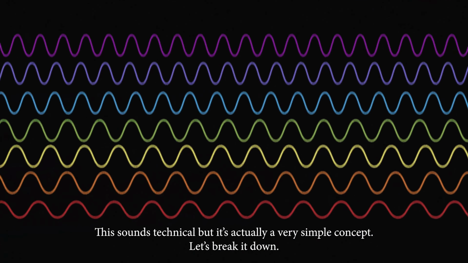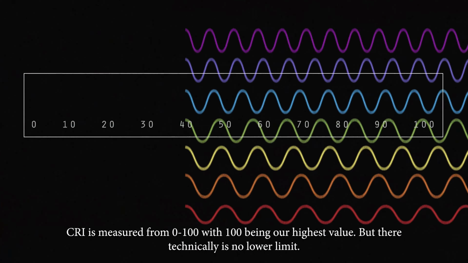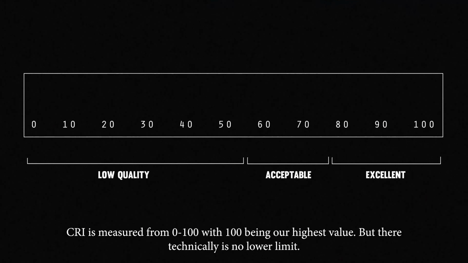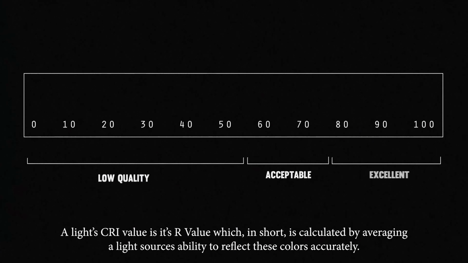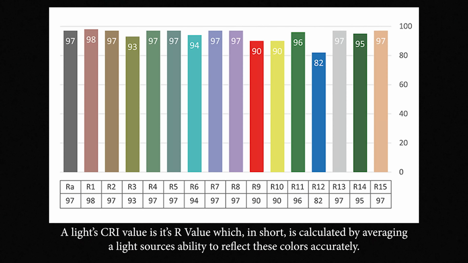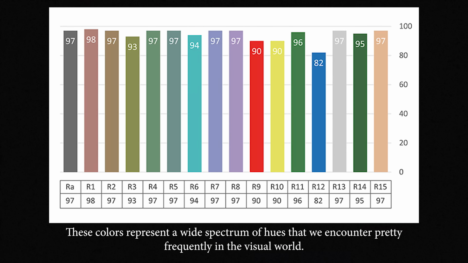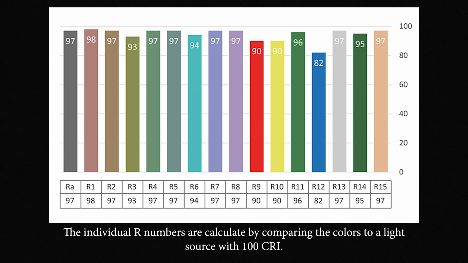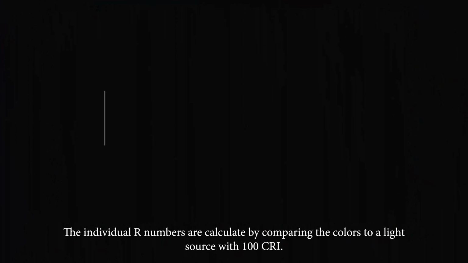Let's break it down. CRI is generally measured from 0 to 100, with 100 being our highest value, but there technically is no lower limit. A light's CRI value is its R value, which, in short, is calculated by averaging a light source's ability to reflect these colors accurately. These colors represent a wide spectrum of hues that we encounter often in the visual world. The individual R numbers are calculated by comparing the colors to a light source with 100 CRI.